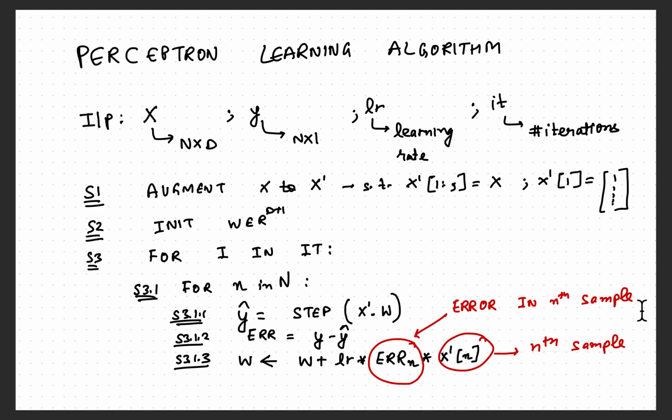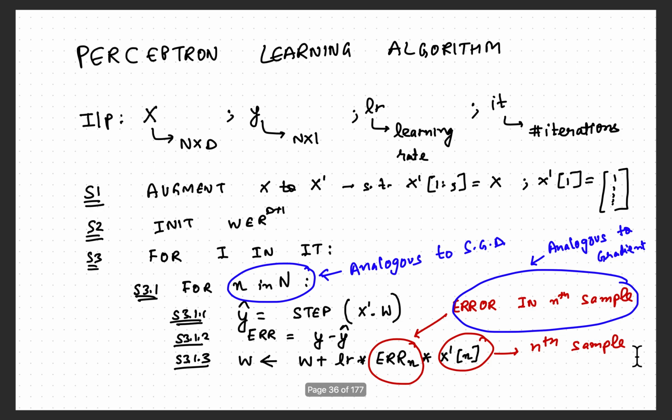Error n is the error in the nth sample, and x prime of n is the nth sample. As I was drawing out the relationship between gradient descent and this particular algorithm, this is analogous to stochastic gradient descent. You are updating the weights per sample, and corresponding to the error term, which you multiply the learning rate with. Here we have the error in the nth sample, which is analogous to the gradient in gradient descent.